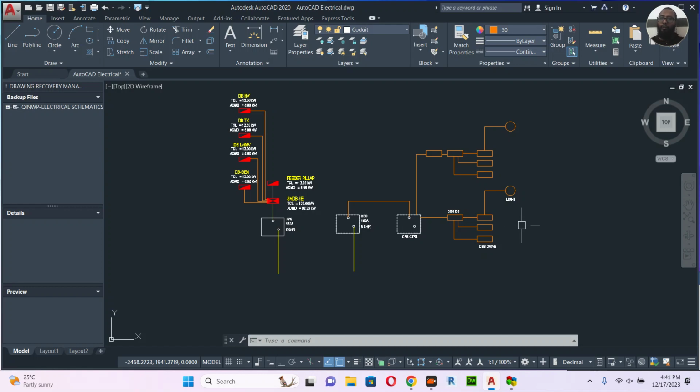Because if they have a remote, it will not operate the light directly. The remote will operate the sensor. Maybe they will install a sensor somewhere near the light. The sensor will give a command to the controller, then the controller will switch on the light. If there is any specialized system you see for the light, 100% there will be a controller.